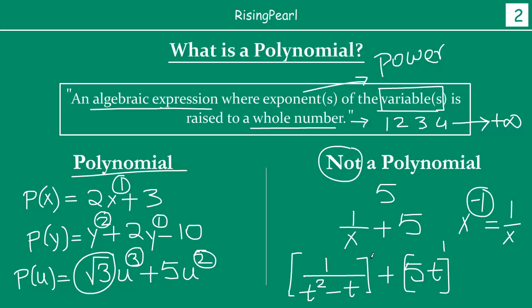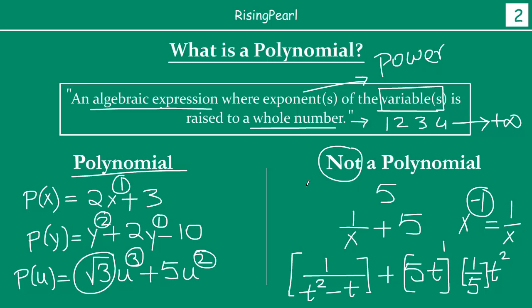So again, just keep in mind one quick thing: the coefficients don't matter, it is the power to which the variable is raised. So in this case, if instead of 1 by t squared minus t, I had something like 1 by 5 t squared, this would have been a polynomial because we don't really care about the coefficient when we decide whether it is a polynomial or not. But in this case, because my variables are in the denominator, this is not a polynomial.